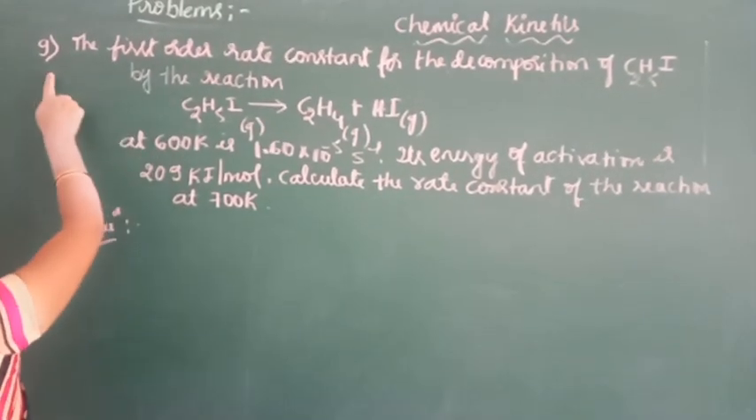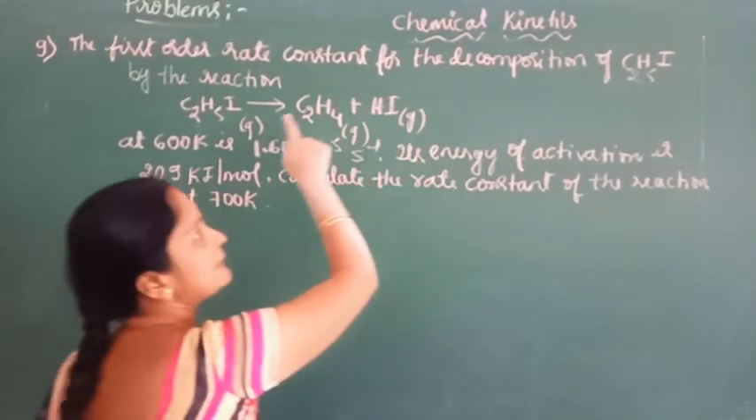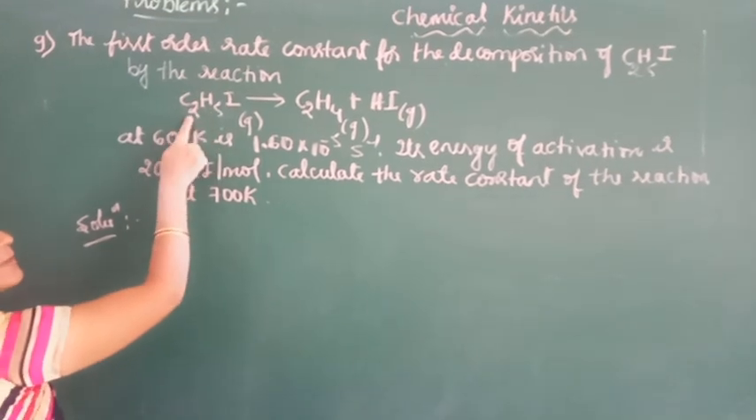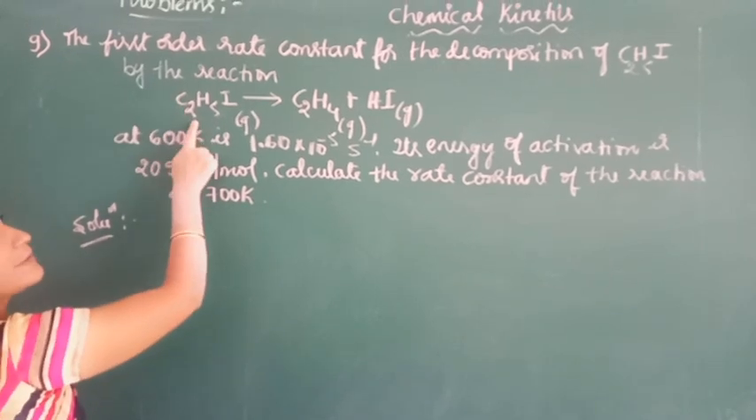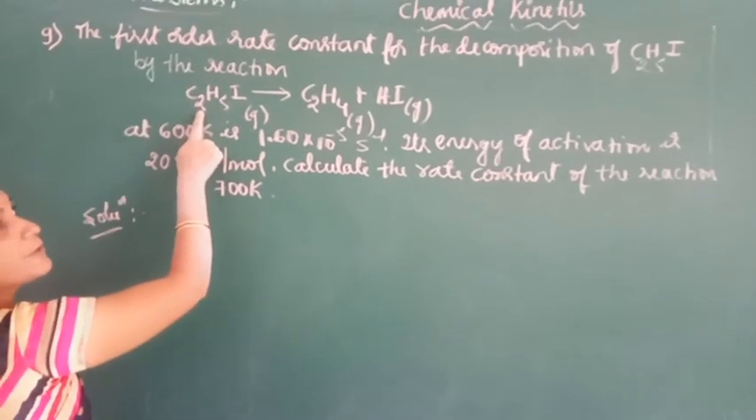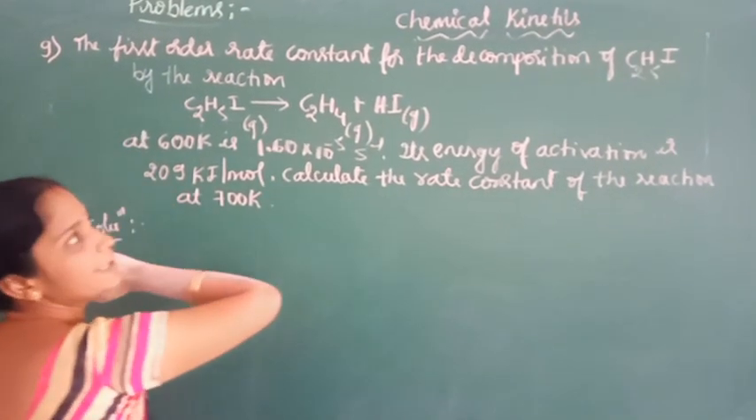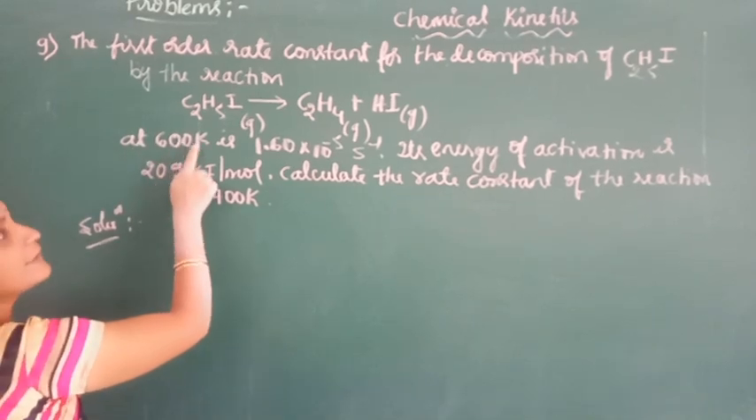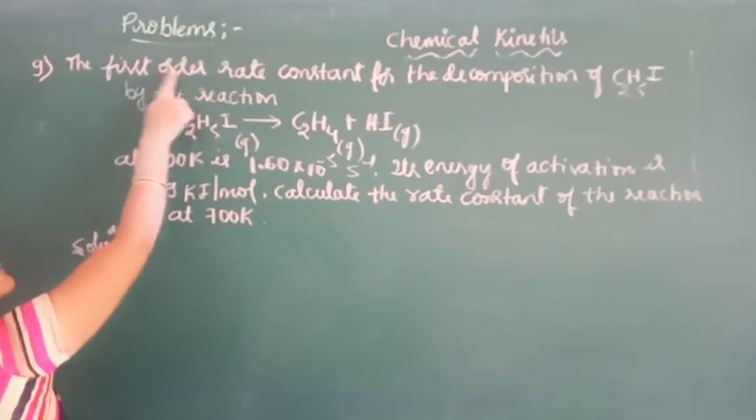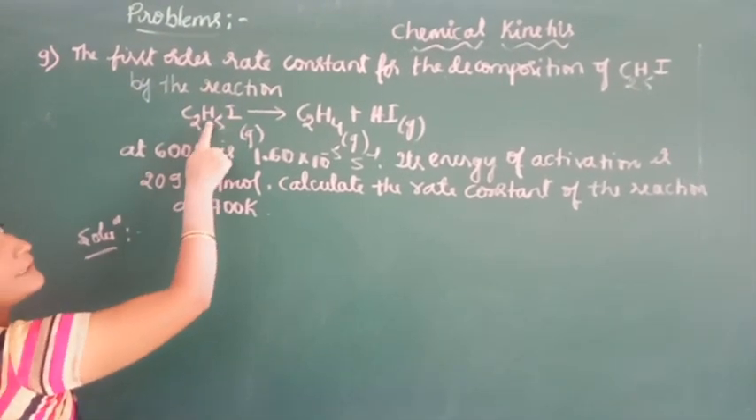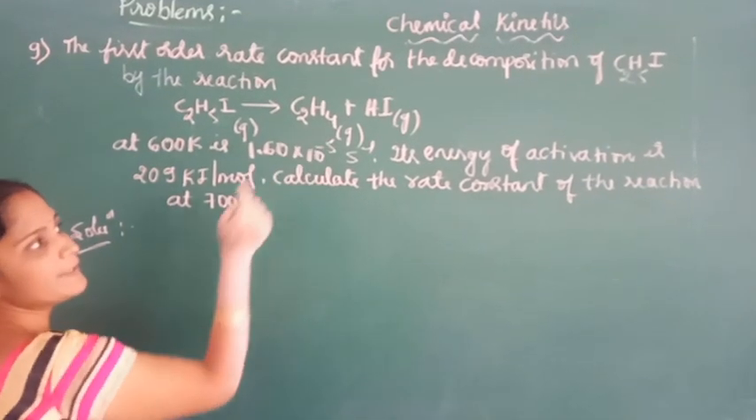The next problem: the first order rate constant for the decomposition of ethyl iodide by the reaction. The decomposition of ethyl iodide gives ethene and hydrogen iodide. It's a first order reaction. At 600 Kelvin, the first order rate constant for the decomposition of ethyl iodide is 1.60 into 10 power minus 5 per second.